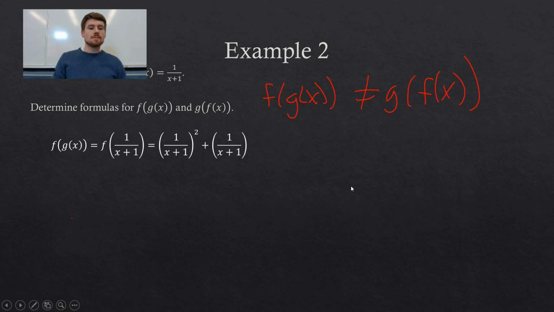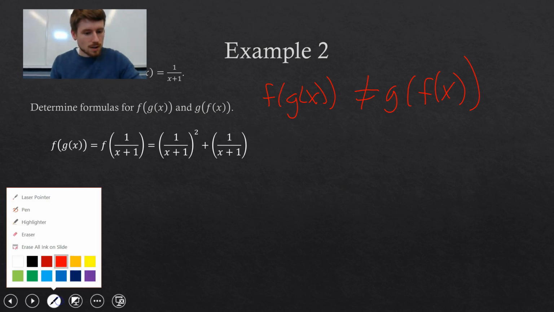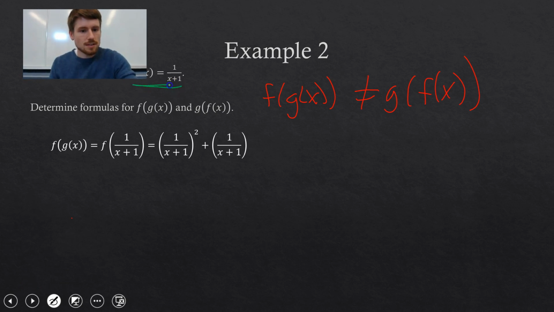So we'll first look at f of g of x. I'm going to use some colors here. So let's let g of x be the green guy, and f of x is going to be the red guy. Okay, so green, we're putting the g function inside of f. So g of x is the function 1 over x plus 1. So we're going to plug 1 over x plus 1 into the function f.